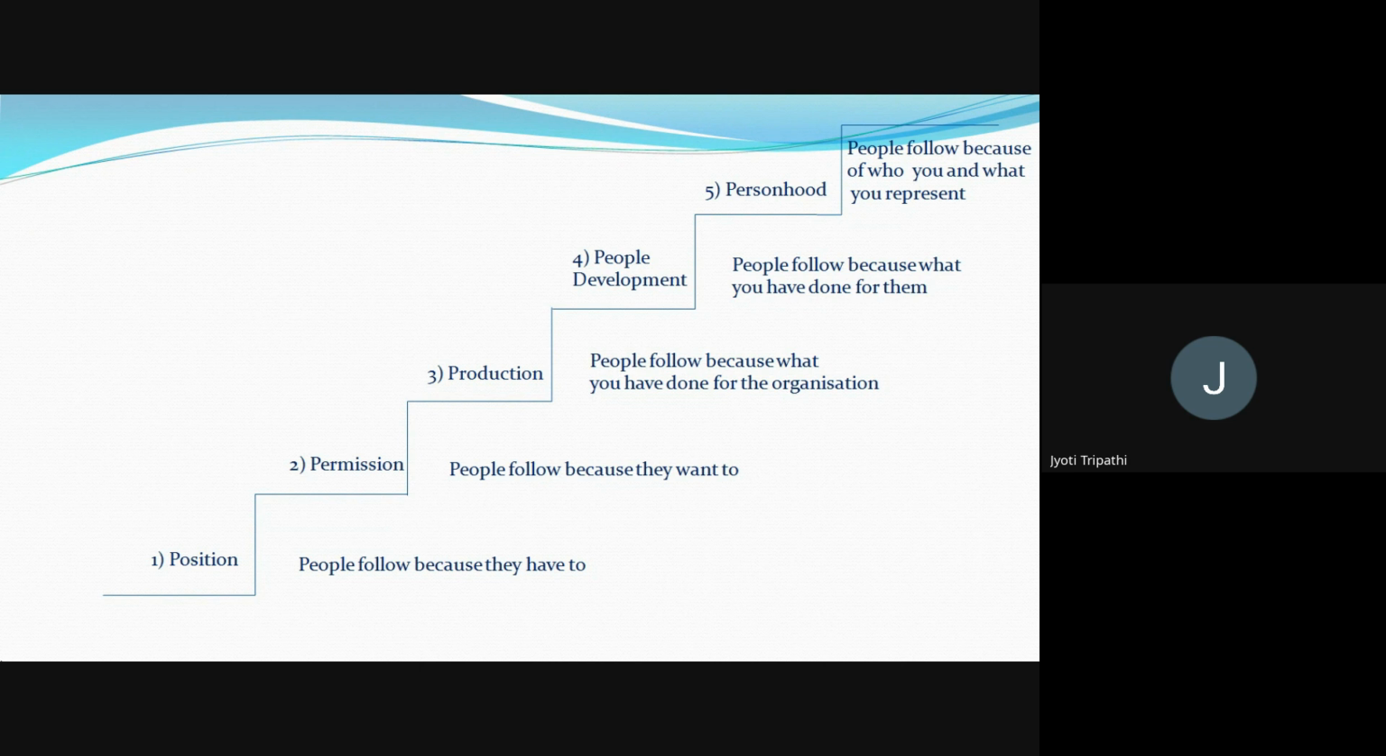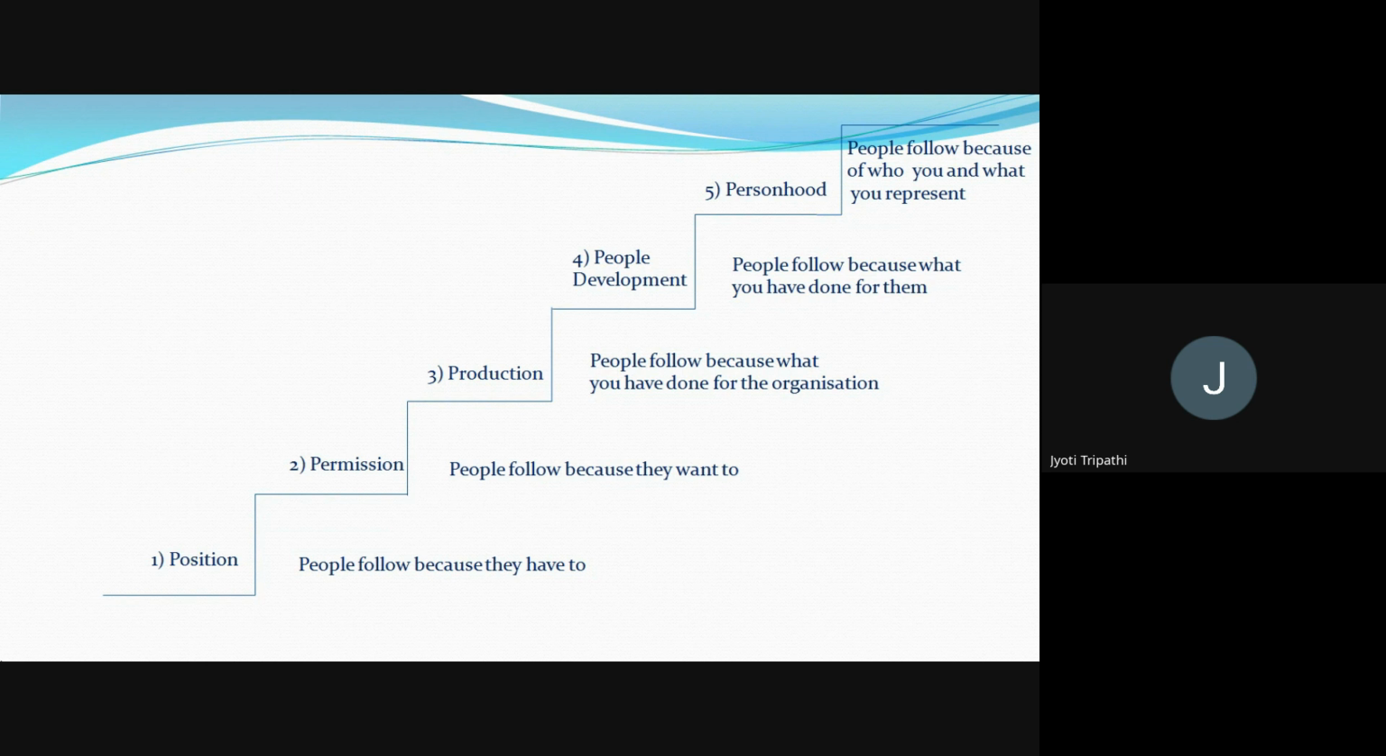Third is production based. That means people follow you because you have done something for the organization. Then the next is people development, that people follow you because of what you have done for them. You have developed them, and this is the reason they follow you. And the last is personhood. That means people follow you because of who you are and what you represent. So these are five different levels, five different types of leadership.